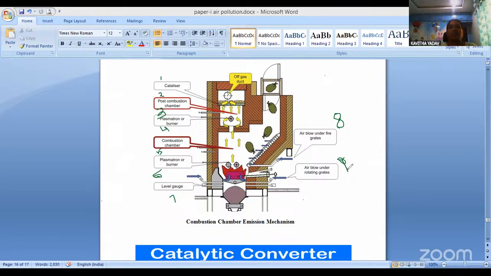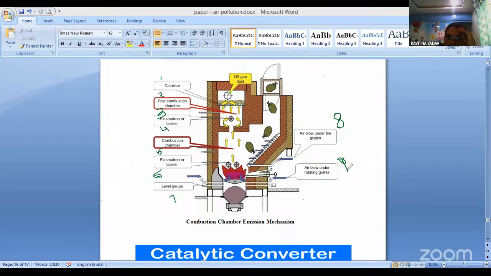First one is the catalyzer. Second one is the opposed combustion chamber. Third one is the plasmatron or the burner. Fourth one is the combustion chamber, and fifth one is the plasmatron and the burner. Sixth one is the level gauge. Seventh one is the level gauge. Eighth one is the air blow under free gates. Ninth one is the air blow under the rotating gates and all.